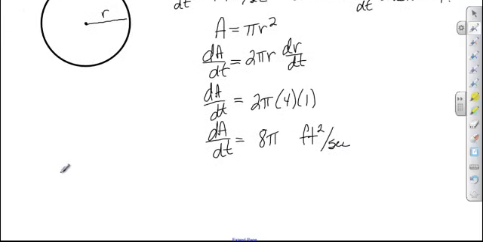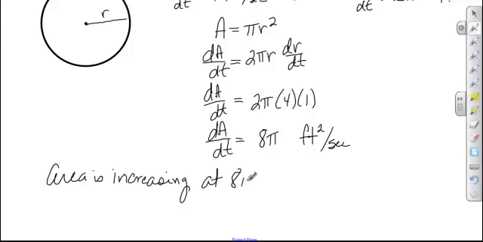So the area is increasing because the derivative is positive at 8 pi square feet per second.